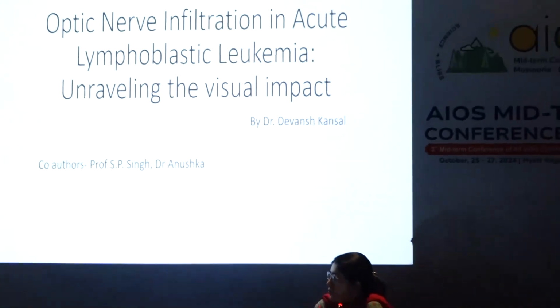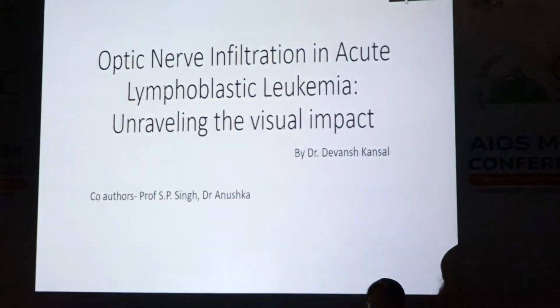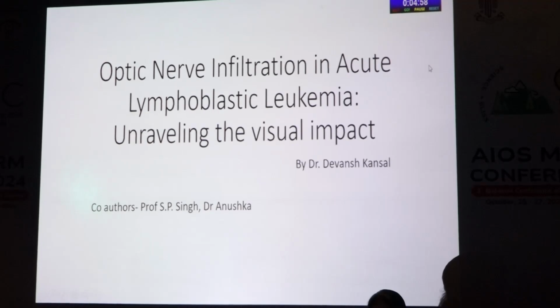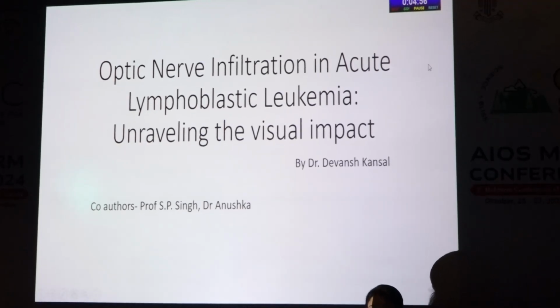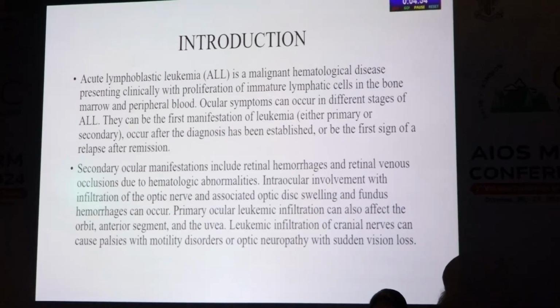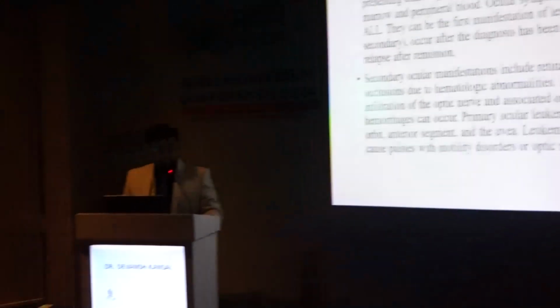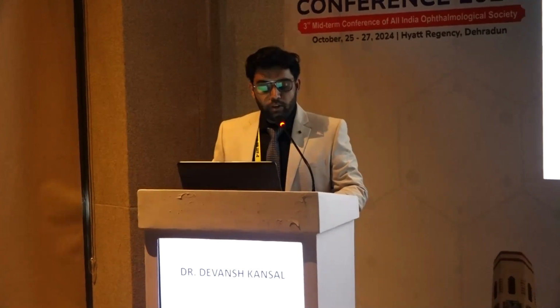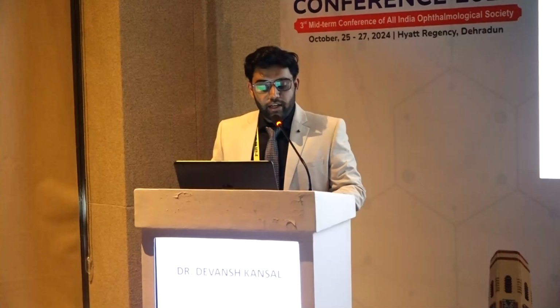Good morning, everybody. My topic of presentation is optic nerve infiltration in acute lymphoblastic leukemia, unraveling the visual impact. ALL is a malignant hematological disease presenting clinically with proliferation of immature lymphatic cells in the bone marrow and peripheral blood. Ocular symptoms can occur in different stages of ALL. They can be the first manifestation of leukemia, either primary or secondary. It can occur after diagnosis has been established or be the first sign of the relapse after remission.